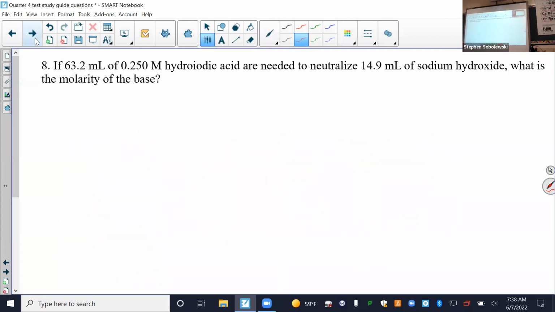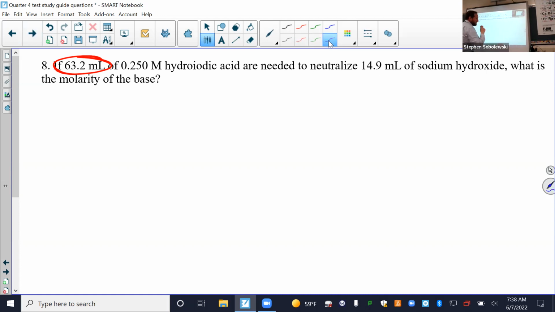Question 8. If 63.2 milliliters of 0.250 molar hydroiodic acid are needed to neutralize 14.9 milliliters of sodium hydroxide, what's the molarity of the base? So this is a classic titration problem. You have an unknown molarity base, call that the analyte. You use a known molarity acid, in this case that's going to be our titrant, and we're going to perform a lab, and I guess the lab determined this number right here. That's the volume of acid that was titrated to neutralize.